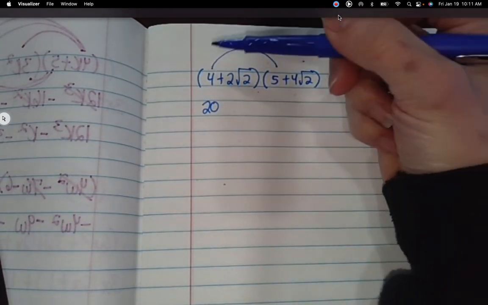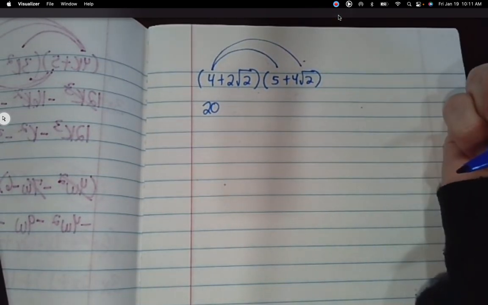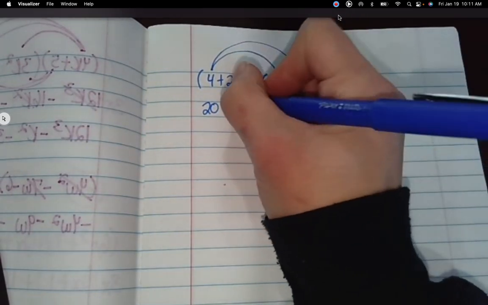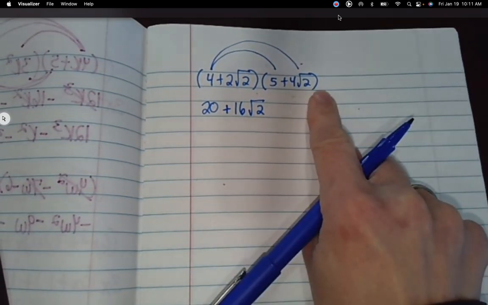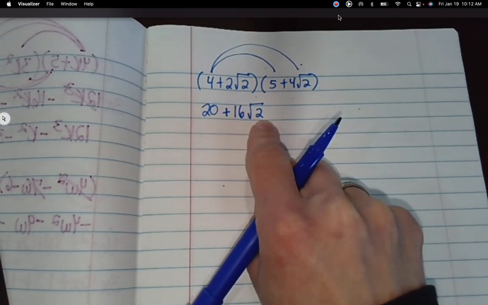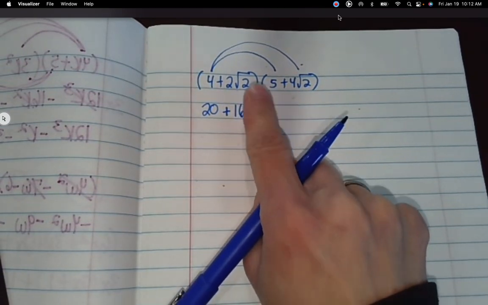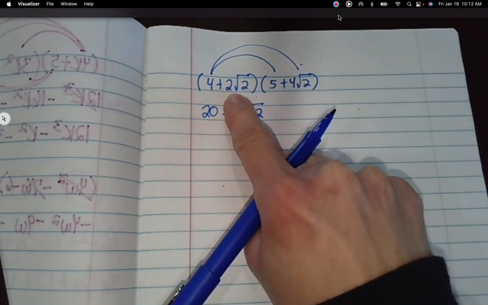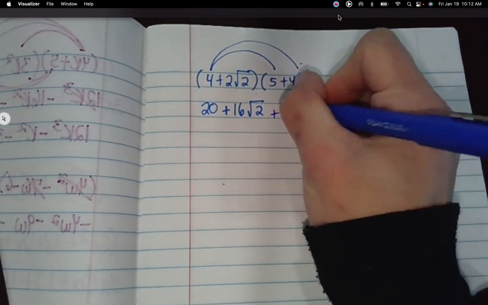Then you do 4 times 4, which is what? 16. And don't forget your square root of 2. Does that make sense to everybody? No, you wouldn't multiply by anything else. It's just 4 times 4 is 16, and bring your square root of 2 down. Okay? Then the next one is the same thing. It's going to be your 2 times 5, which is what? 10 square root of 2.